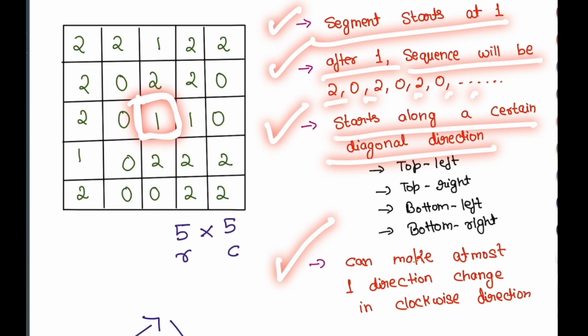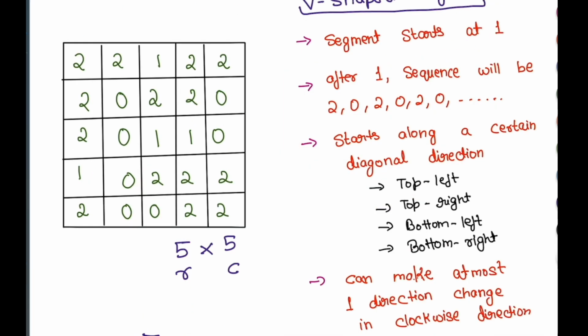And we can make at most one direction change. We can make a direction change, but we will not make it. Still, this is a valid V-shaped diagonal. But the length of this V-shaped diagonal is just 1. We can create a bigger V-shaped diagonal.